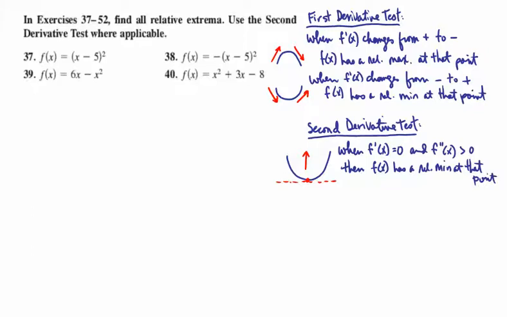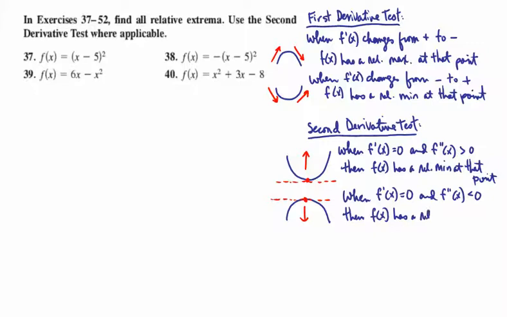Similarly, if I have a curve that has a horizontal tangent at some point, that means the first derivative is 0 there, but the second derivative is negative at that point, then I must have a relative max. So when f prime of x is 0 and f prime prime of x is less than 0, then f of x has a relative maximum at that point.